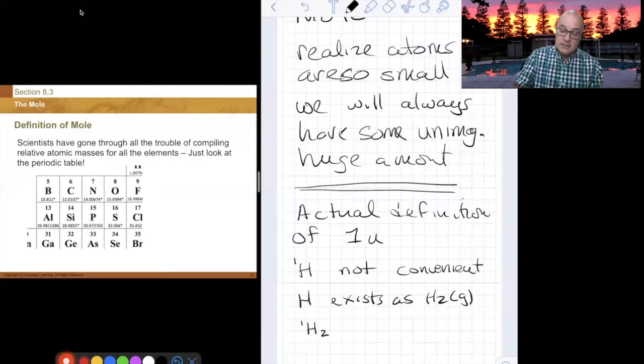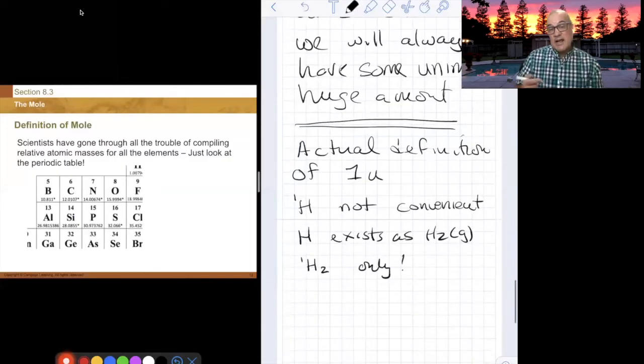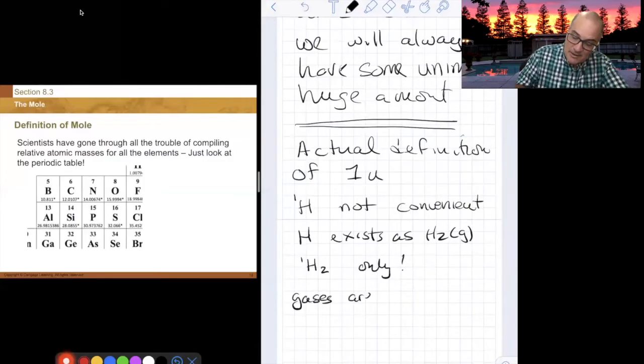The other problem is hydrogen is a gas, right? It's really hard to put a gas on a scale. It tends to fly off the scale. It's hard to weigh. So gases are difficult to weigh.